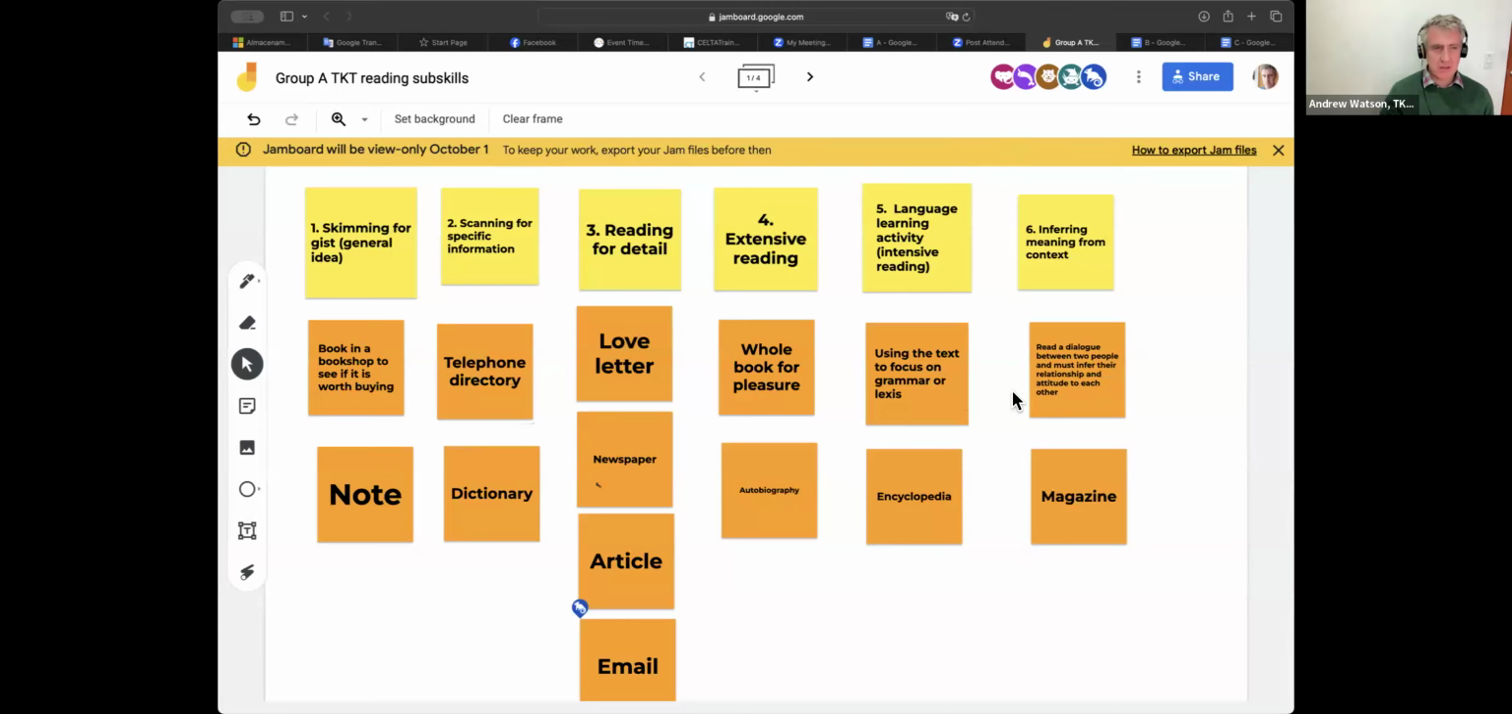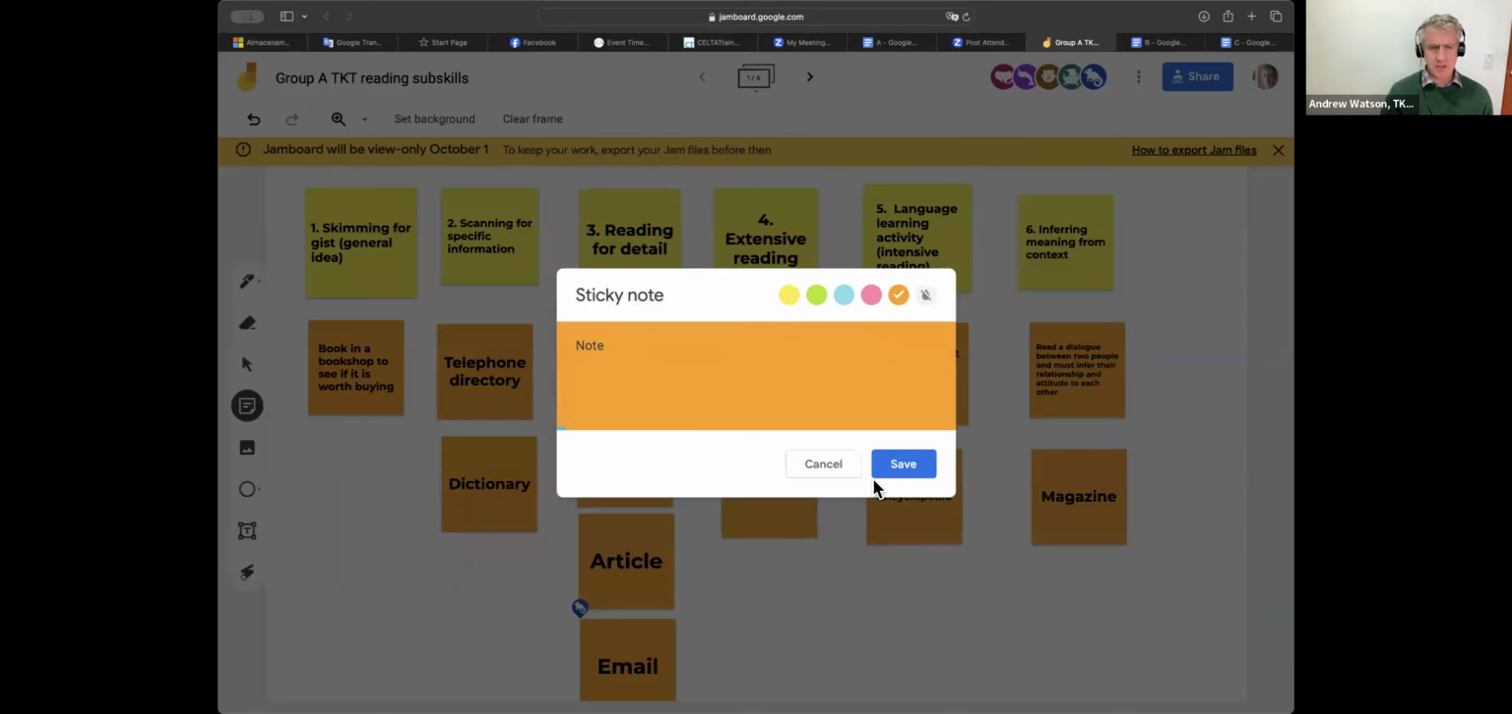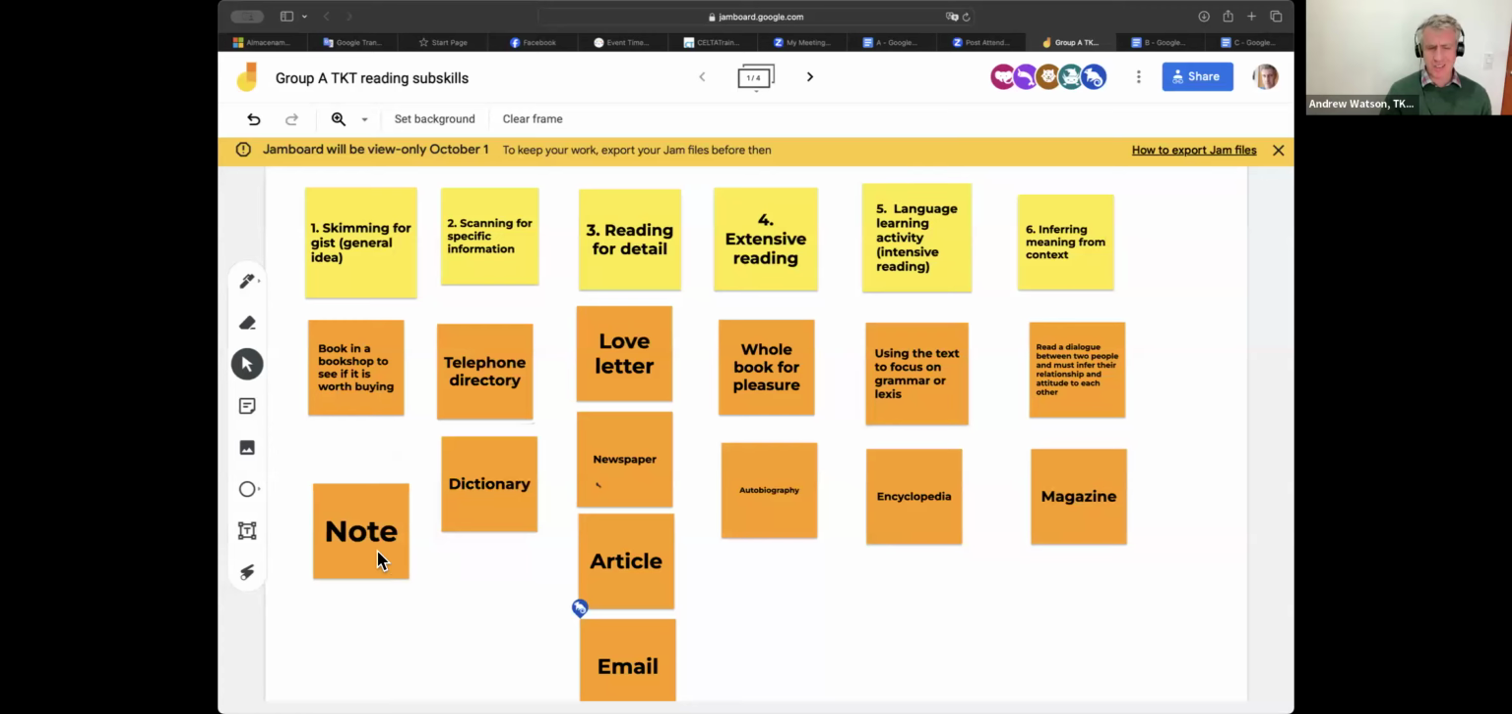Great. So let's just have a look at what you discovered. So this is group B. Yeah, those are all correct. And yeah, dictionary, yes. Well, I think we'd definitely scan that for specific information, because normally we're looking for a word and maybe a definition to go with it. For a note, it depends what the purpose is and what kind of note it is. Yeah. Possibly though, it's more likely we would read it for detail, I would have thought.